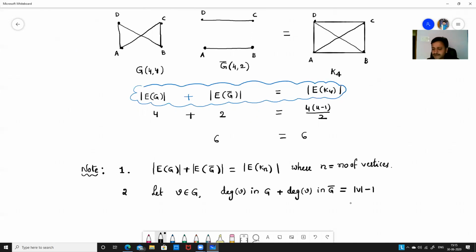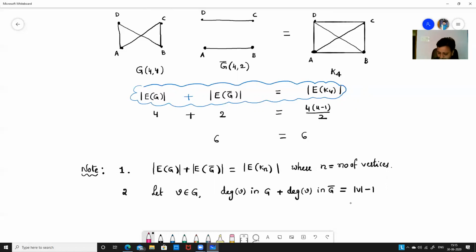For example, look at this example. It is a complete graph with 4 vertices. What is the maximum degree of any vertex here? The maximum degree of any vertex is only 3. 3, 3, 3. For a complete graph with n vertices, the maximum degree is only n minus 1. So here I'm taking a complete graph with v vertices. Therefore, the maximum degree is equal to v minus 1. This is also a most important result you have to remember: the degree of v in G plus the degree of v in G bar must be equal to v minus 1.